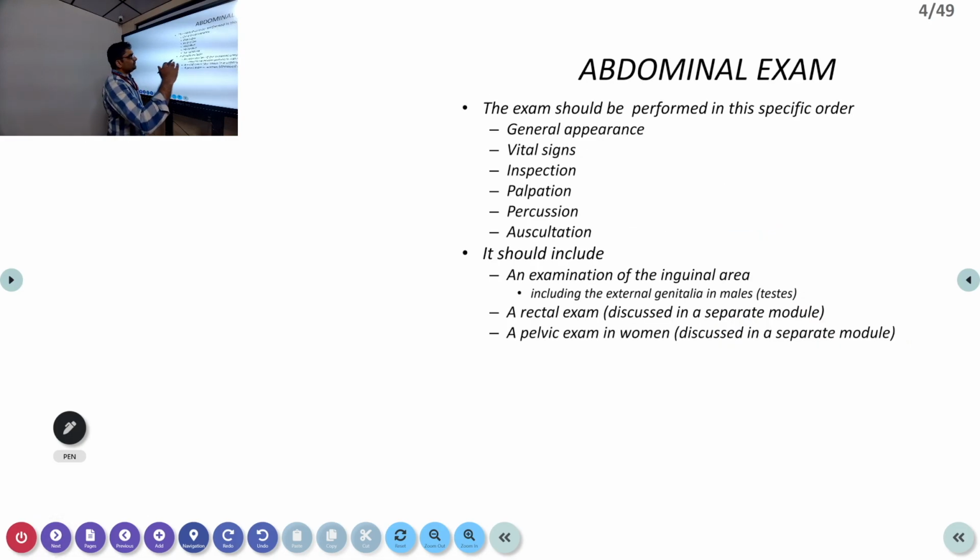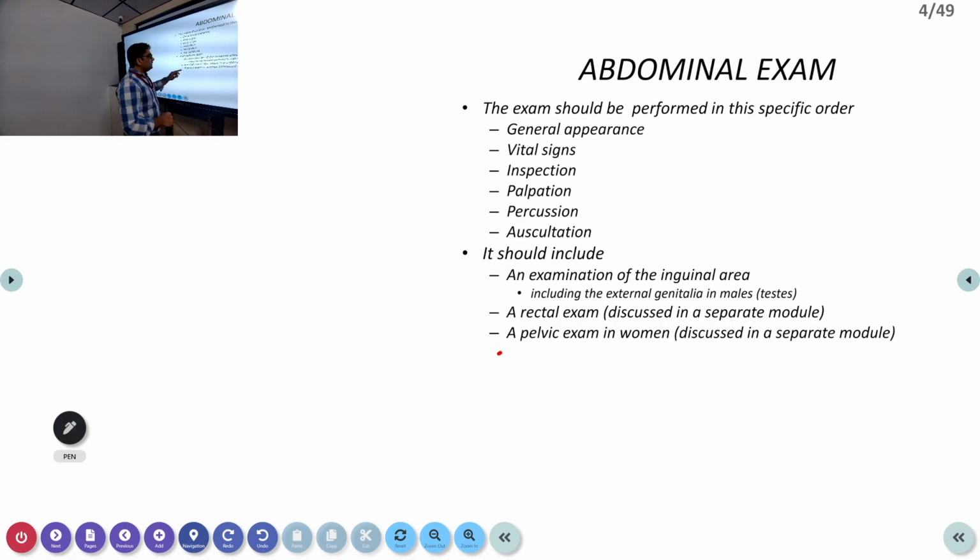So how will you go with the abdominal examination? We do the general appearance of the abdomen first. Then you go for inspection and palpation, percussion, and then auscultation. It should include the examination of inguinal areas, which we already discussed, a rectal examination and pelvic examination, mainly because ovarian masses or masses from the uterus may also present as a lower abdominal mass. So if you are suspecting a pelvic mass, always do a pelvic examination of the patient.